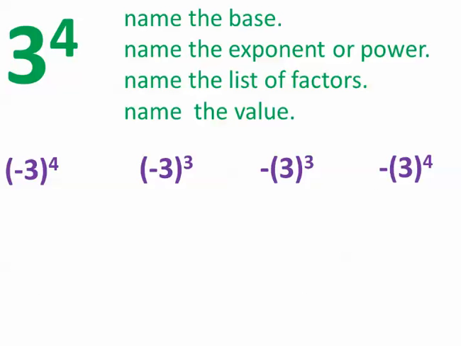There are several examples, and also just kind of a repeat. Making sure you know your vocabulary, the base is 3. The exponent is 4. If I wanted to list the factors, I would say 3 times 3 times 3 times 3. And then name the value, I would say it is 81, because 3 times 3 times 3 times 3 is 81.